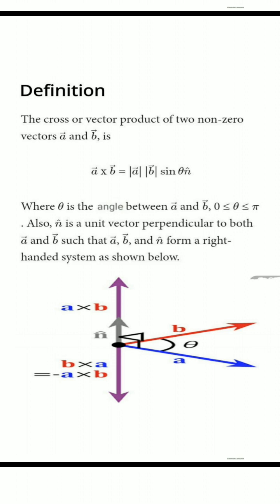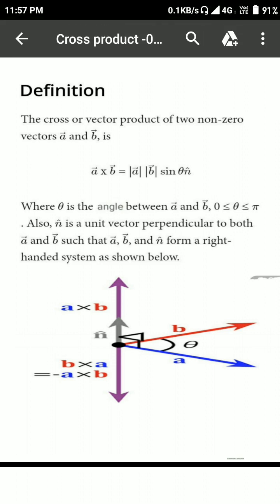Here, an important thing is the angle between two vectors, that is theta. If the angle between two vectors is theta, then there is another angle between the two vectors, which is 360 degrees minus theta. In the case of dot product or cross product, we always consider the smaller angle, which we always keep in mind.